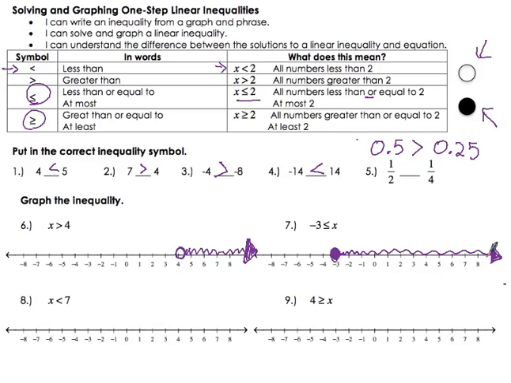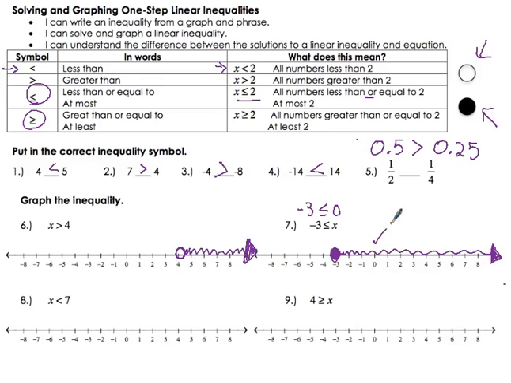Do you guys remember how we can test these? What number can we plug in that's really easy to plug in? That's right, 0. I always like to plug in a 0. So if I plug in 0 here, is negative 3 less than or equal to 0? Yes, it is. So 0 is in my solution set. That holds true.